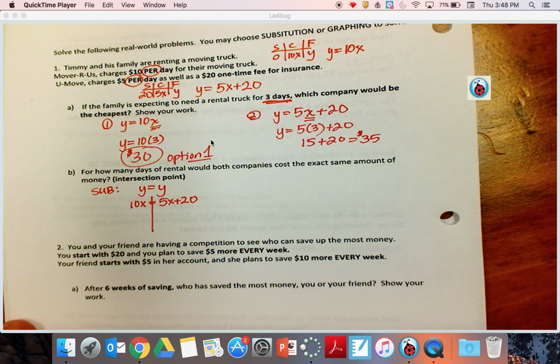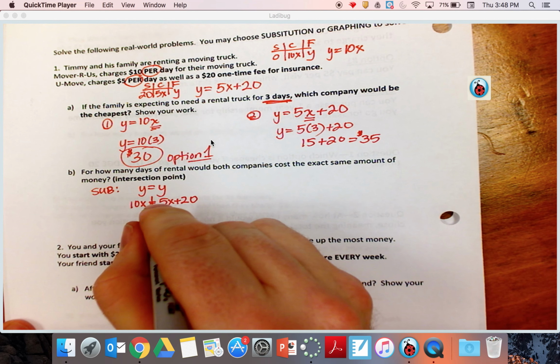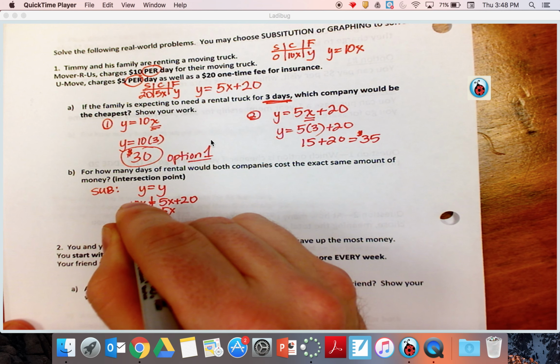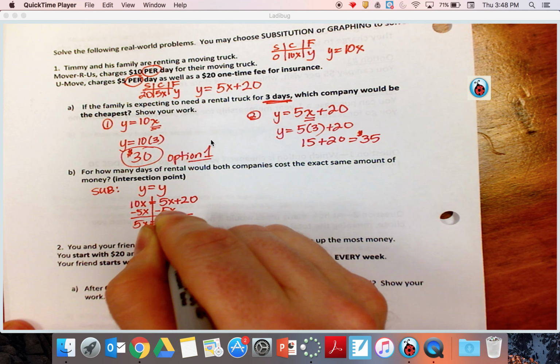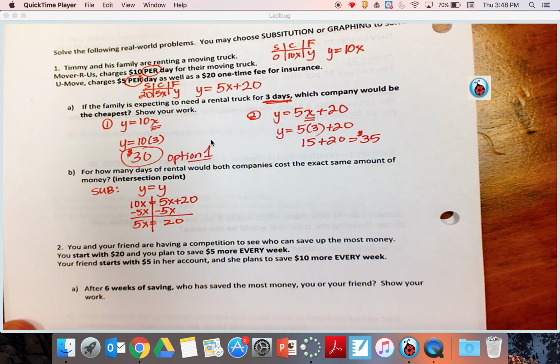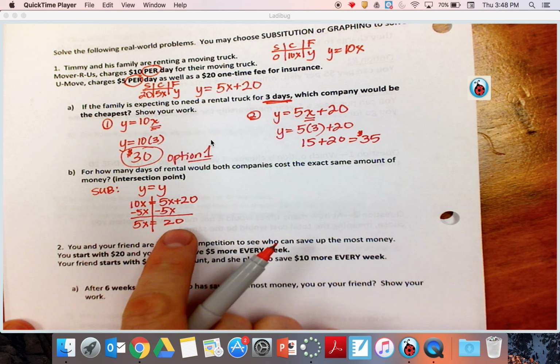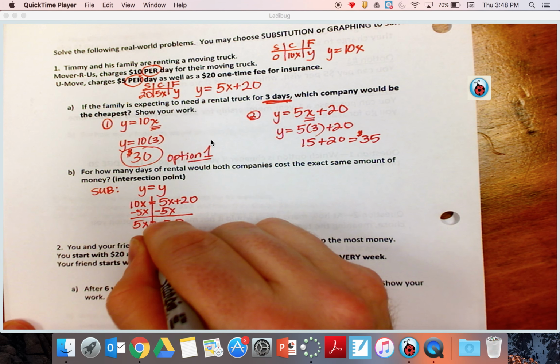I can then solve this by getting my x's to one side and keeping my numbers on the other side. That is my division line. So I need to move the 5x, which is positive, by subtracting. And I get 5x is equal to 20. 5 times something is 20. Well, that's 4.